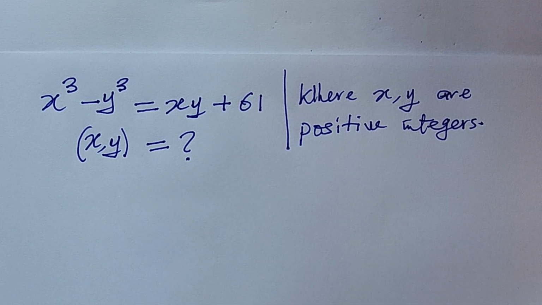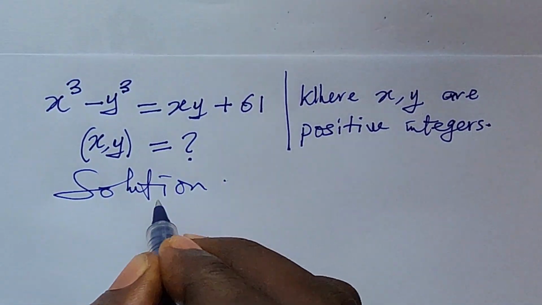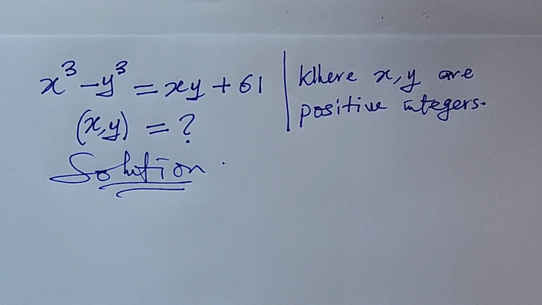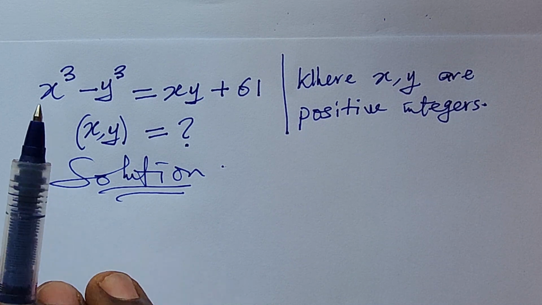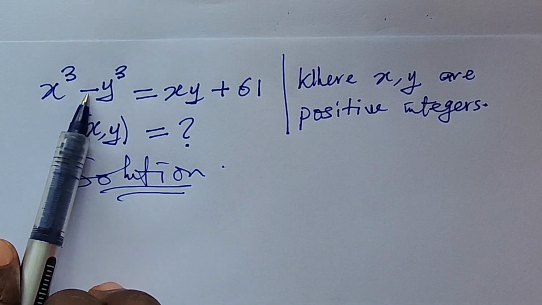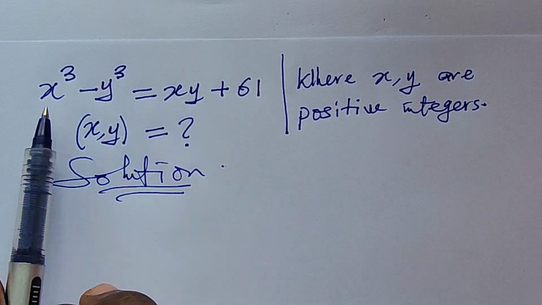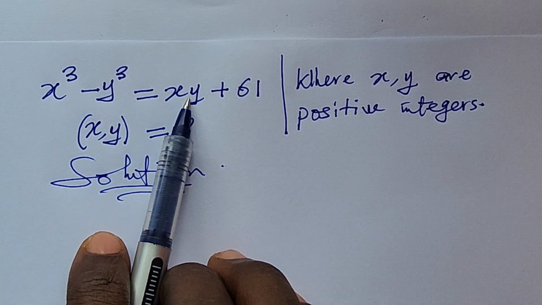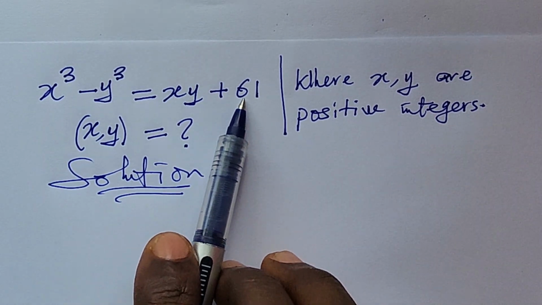Right, so let's take our solution from here. Now, from this question, we look carefully. If you look at the question very well, the powers are the same and we have a minus sign here. On the right-hand side, we have the product of the quantities we have on the left-hand side. We are also having an addition of 61.